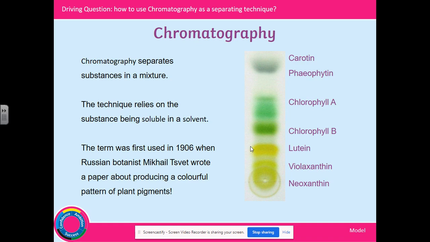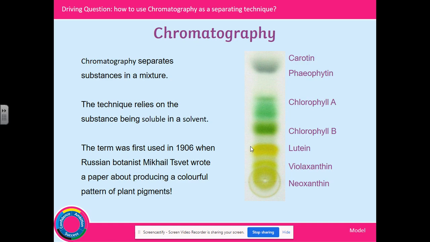Let's go back again. The technique relies on the substance being soluble in water. If this substance is not soluble, which means that it is insoluble, we will not be able to separate it into different colors. Once it is soluble in water, we'll be able to separate it into its different colors.